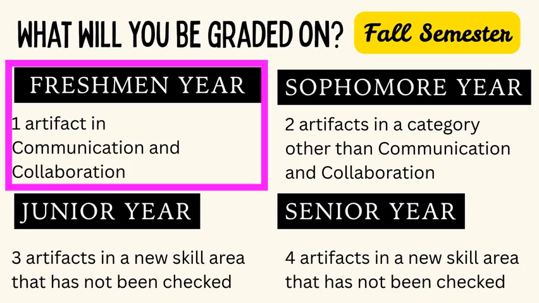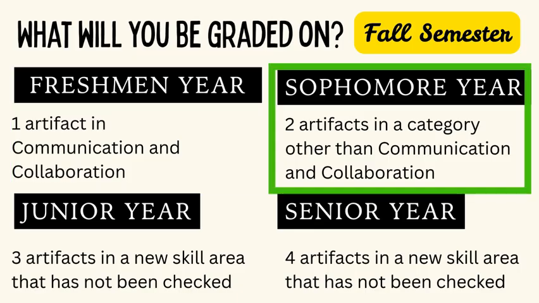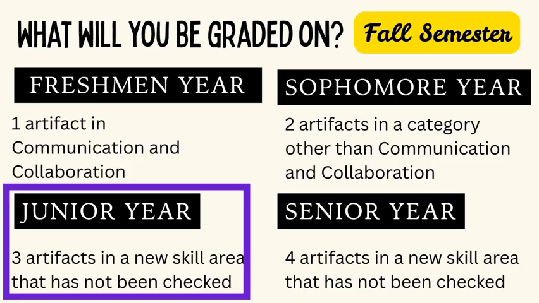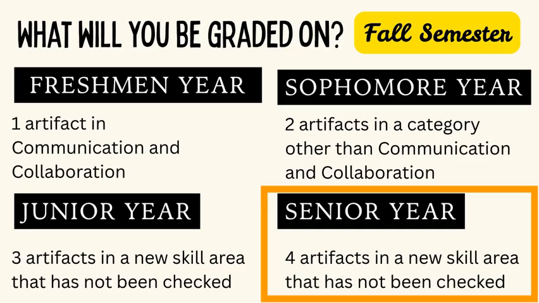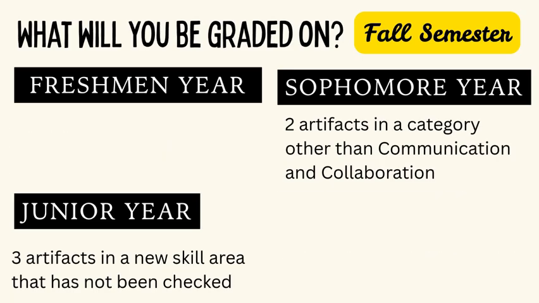Freshman year, your pass-fail grade for fall advocacy will be to check that you have one artifact in your communication and collaboration folder. In your sophomore year, you should have 2 different artifacts in another folder other than communication and collaboration. Your junior year, you should have 3 artifacts in a new skill area that has not been checked by your advocacy teacher. And your senior year in the fall, 4 artifacts should be found in a different skill area that has not been checked your freshman, sophomore, or junior year.